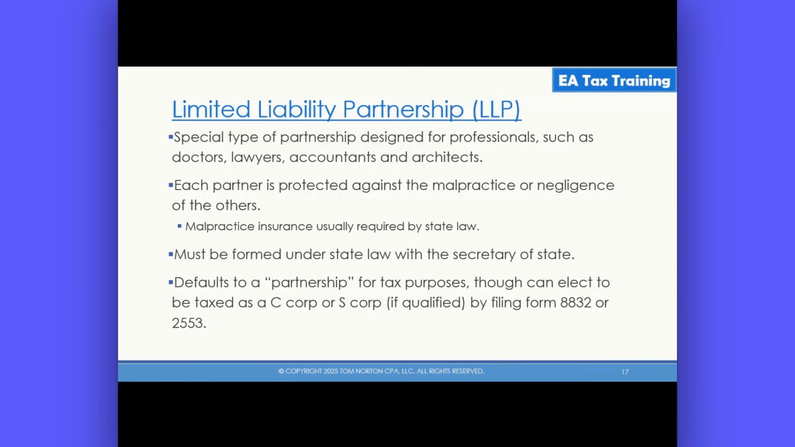Most states will require those partners to have malpractice insurance. But of course, people in these professions, doctors, lawyers, accountants, architects, will tend to have some sort of malpractice insurance anyway, but usually it will be required by the state. These are formed under state law with the Secretary of State. And like an LP, it does default to being taxed as a partnership for tax purposes, but they can elect to be taxed as either a C Corp or an S Corp.